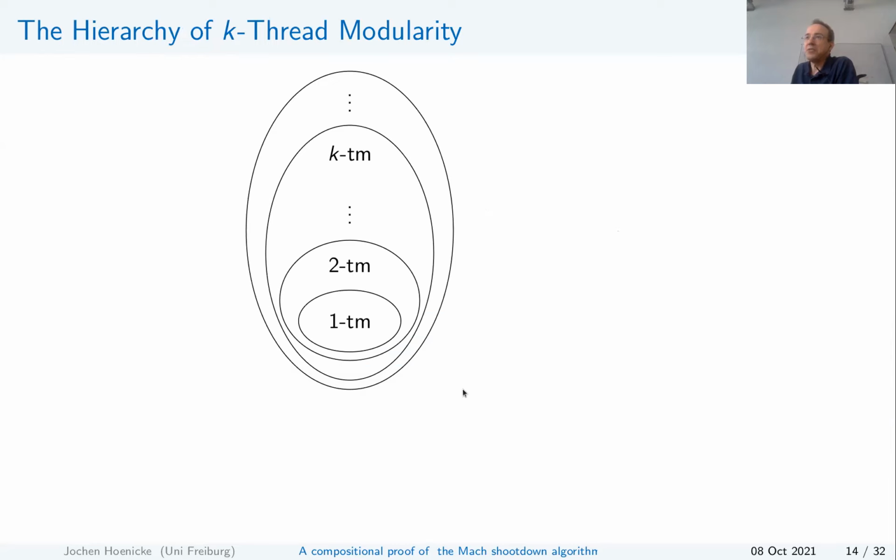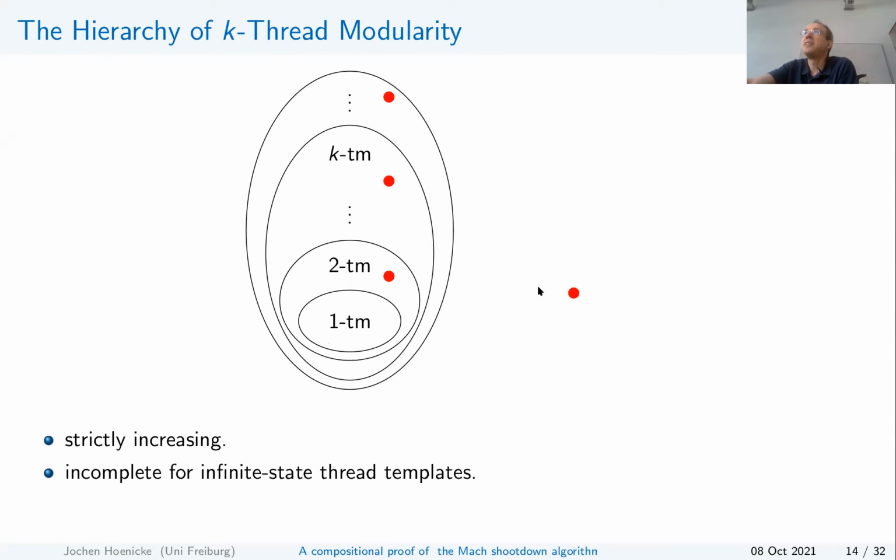Yeah, this leads to a kind of hierarchy. We have seen that ticket is 2-thread modular. It can be proved with 2 threads, but it cannot be proved with 1 thread. So you can ask, is this a strict relation? Does it always help to add more threads? We showed in the paper that yes, for every K, we can give a thread template that is K-thread modular, but not K-1 thread modular. And we can even find some thread template that is not K-thread modular for any K.